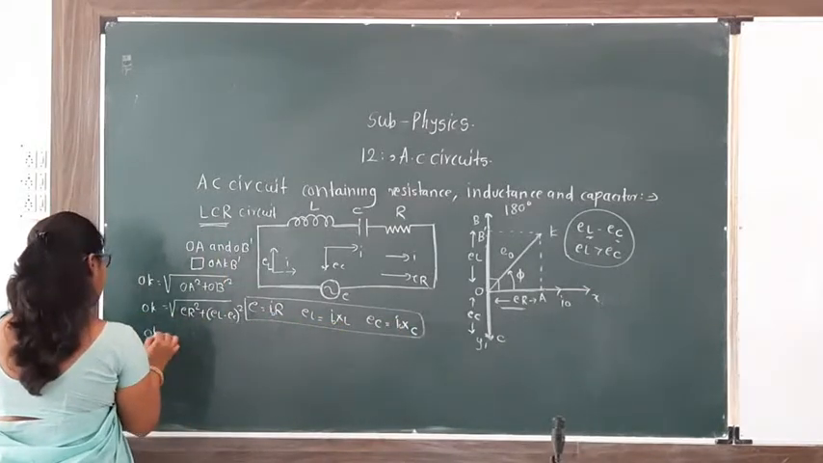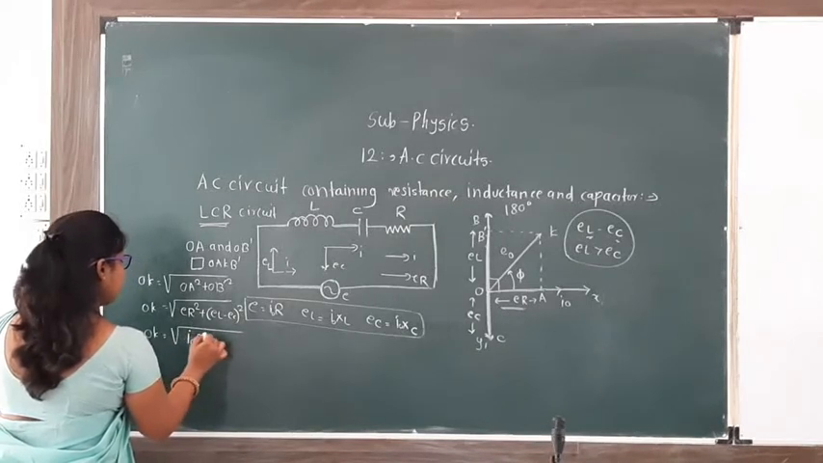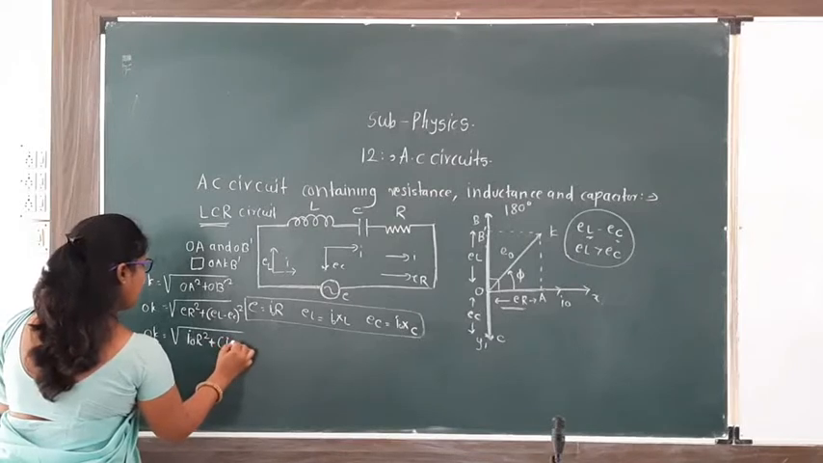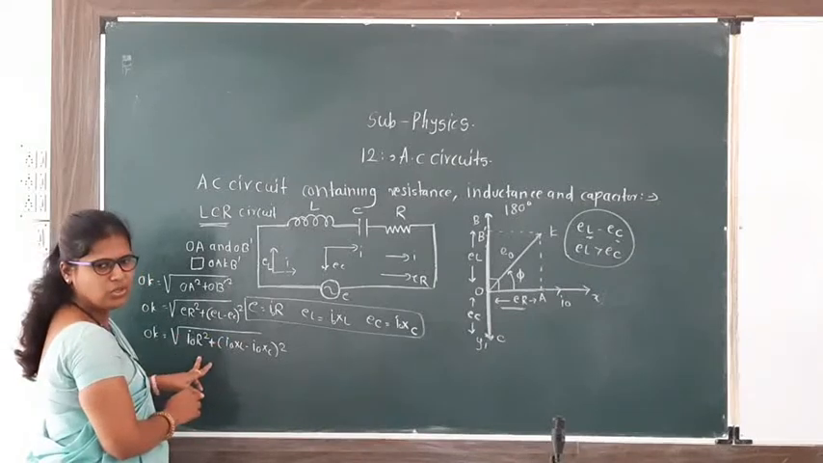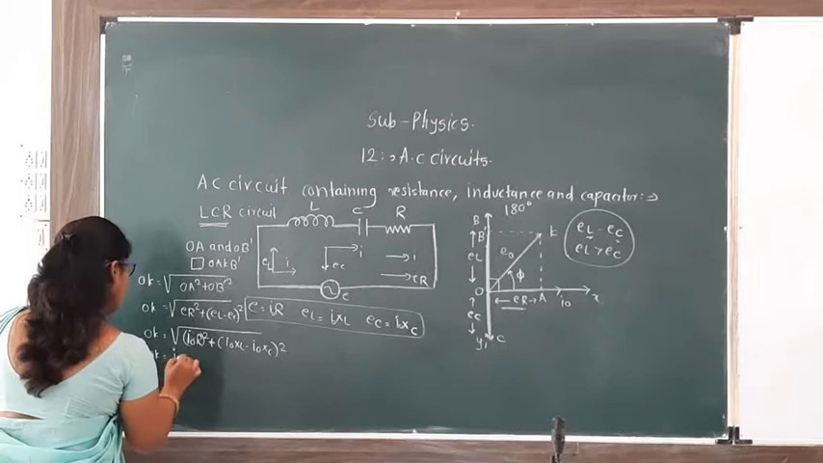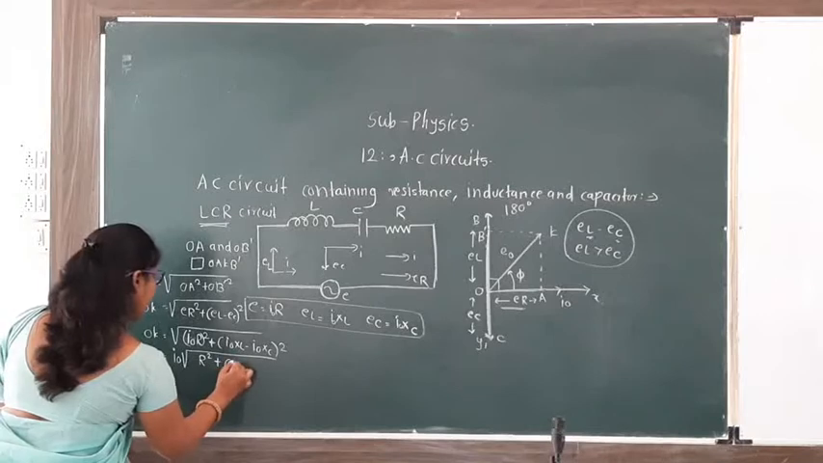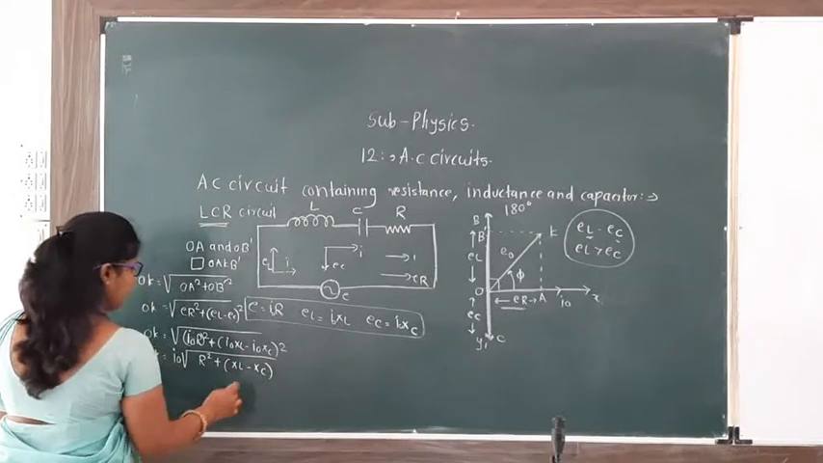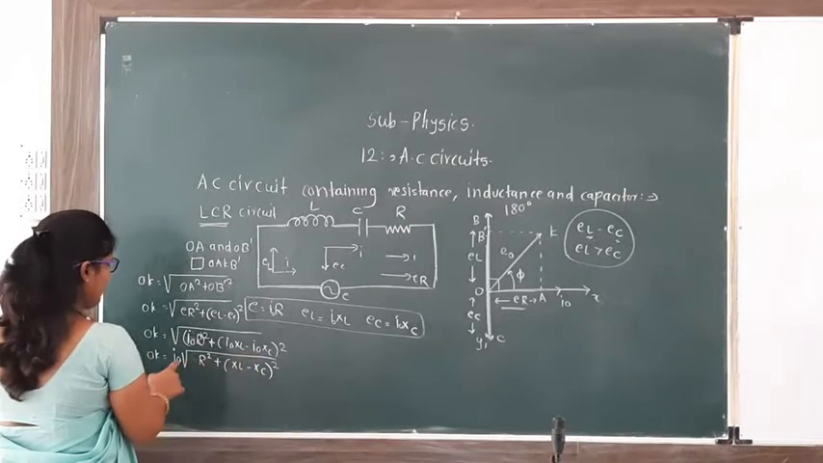Then OK is equal to... what value do we substitute for E0? I0 R square plus I0 XL minus I0 XC bracket square. I0 R square bracket square here. Therefore OK is equal to I0 common in bracket, R square plus XL minus XC bracket square. I0 comes out common.